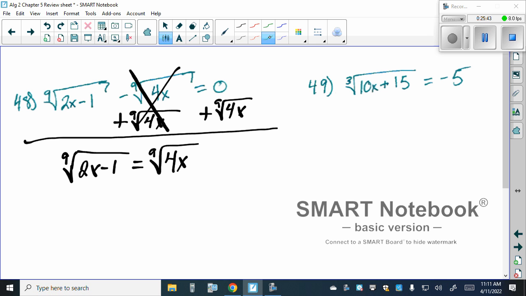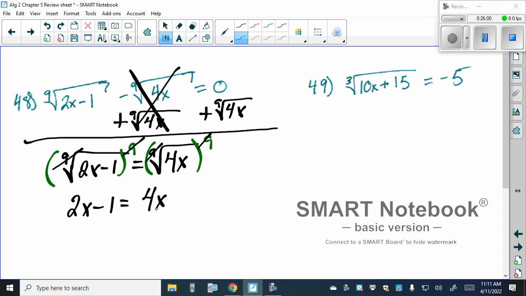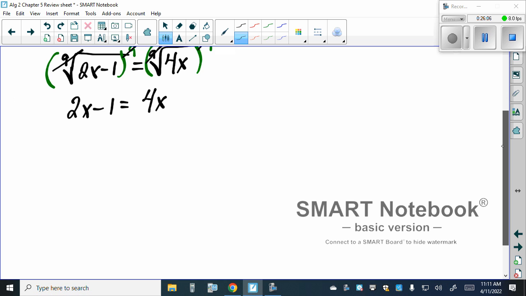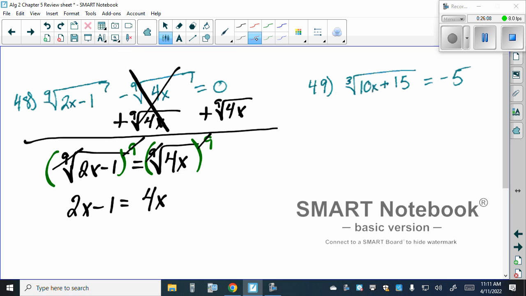Okay, so we have the radicals as by themselves as we can possibly get them. So we need to put both sides to what? The 9th power. Well, 9th root and 9th power simplify, telling us that we have 2x minus 1. Here, the 9th root and 9th power simplify, telling us that we have 4x. Now we just need to solve for the value of x. So we can subtract 2x from both sides.